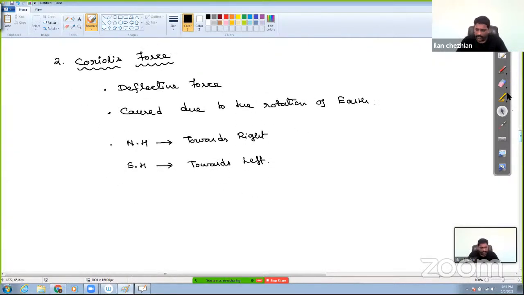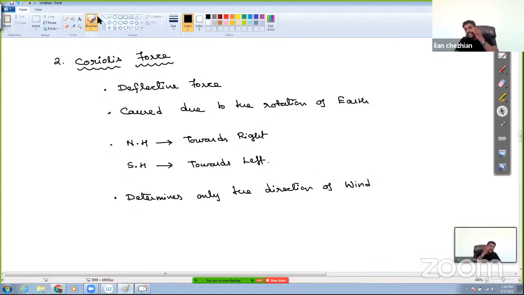Now further you can write, my friend: Coriolis force determines only the direction of the wind.